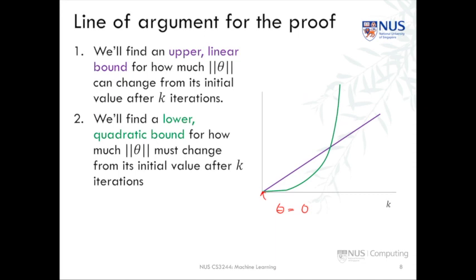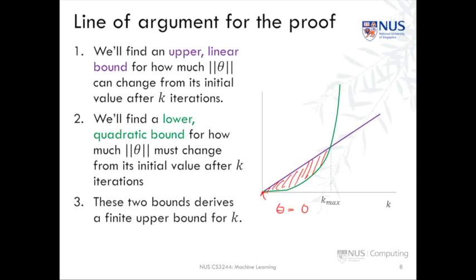So secondly, we're going to find a quadratic lower bound for how much the weight vector has to change from its initial value after k iterations. So we have an upper bound and a lower bound, and where theta will actually change will be somewhere in this region here. And we're just going to show, because of the way that proof works, that there's got to be some point at which the two curves meet, and that's going to be the maximum number of iterations that PLA learning is going to take to get a convergence.